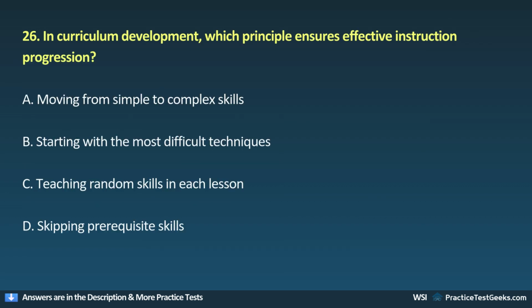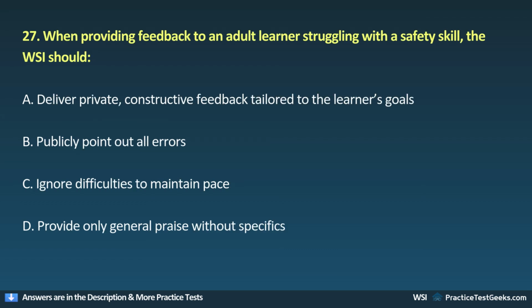26. In curriculum development, which principle ensures effective instruction progression? A. Moving from simple to complex skills. B. Starting with the most difficult techniques. C. Teaching random skills in each lesson. D. Skipping prerequisite skills.